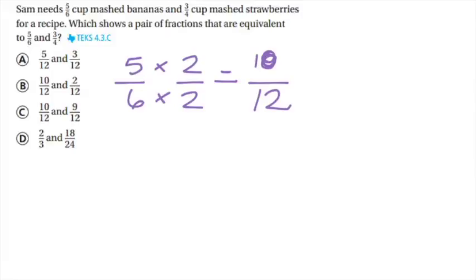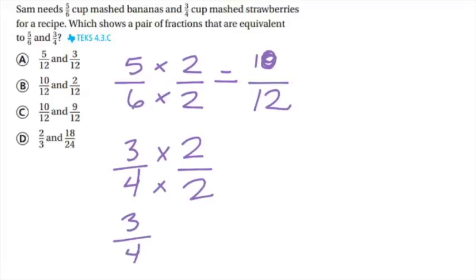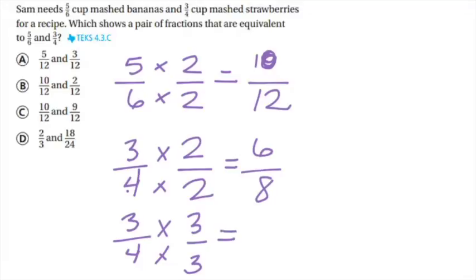So the next thing I want to do is multiply 3/4 by 2/2, because I see that a lot of my answer choices had 12. So I'll also multiply 3/4 times 3/3. So now let's go ahead and do the first one. 3 times 2 is 6, and then 4 times 2 would be 8. So 3/4 is equivalent to 6/8, and then let's see what 3/4 times 3 over 3 is. 3 times 3 is 9, 4 times 3 is 12.